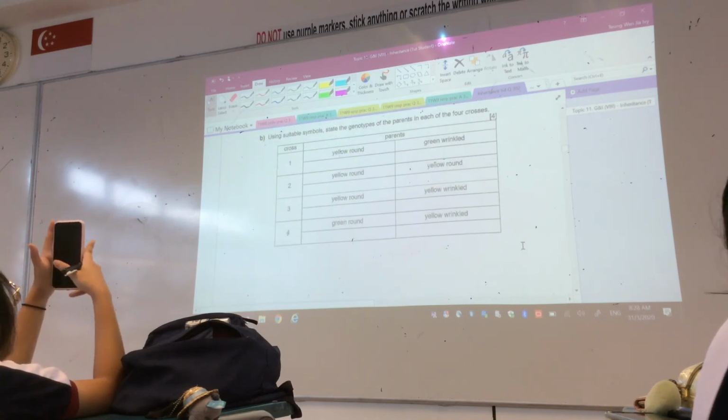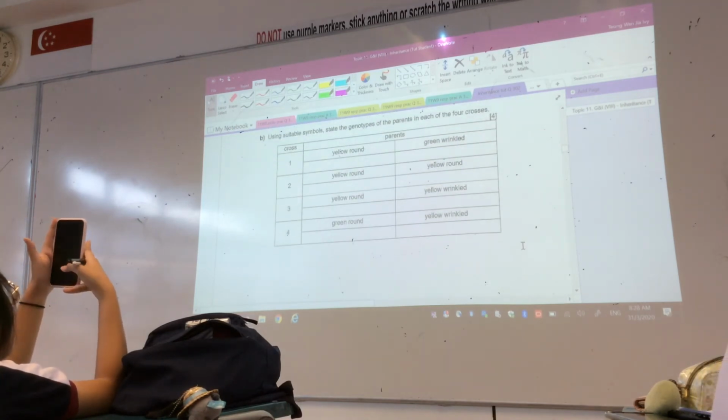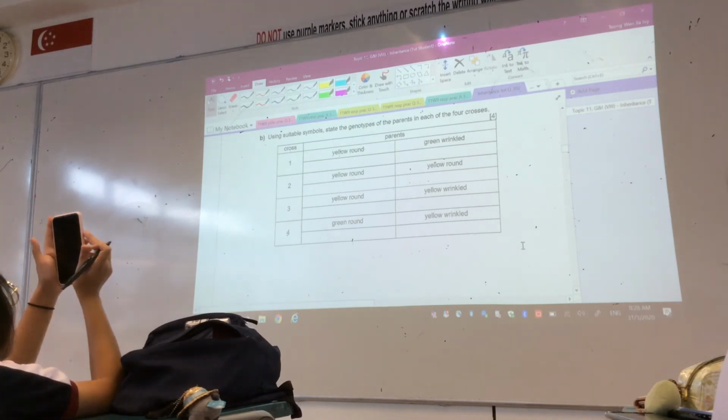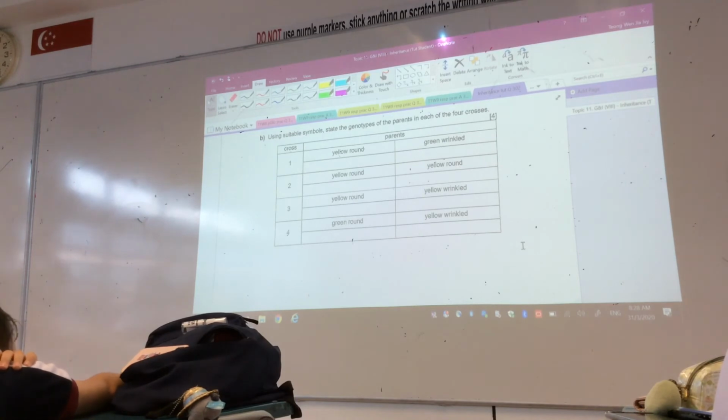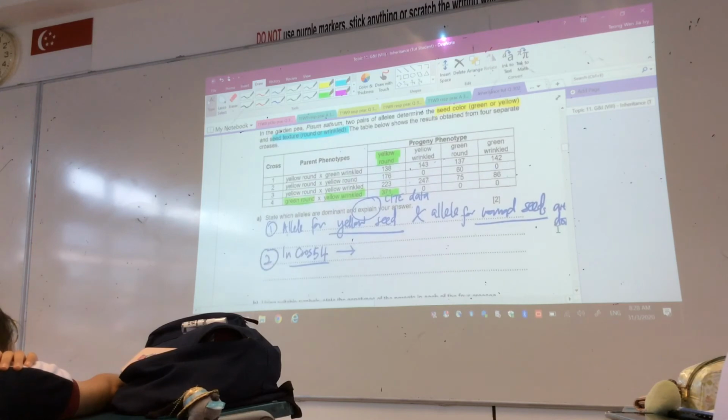Now over here, let's say we have the symbols already. State the genotypes of the parents. We will use Y and R for the symbols. Now, how do you know what the parents are? Let's take a look at the offspring first. The first offspring that is yellow and round is likely to be big Y, big Y with small y, you don't know yet, so dash, and then big R, dash.